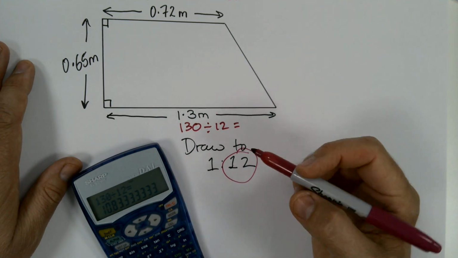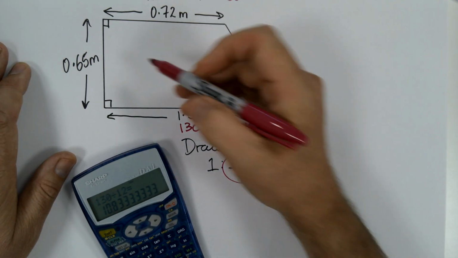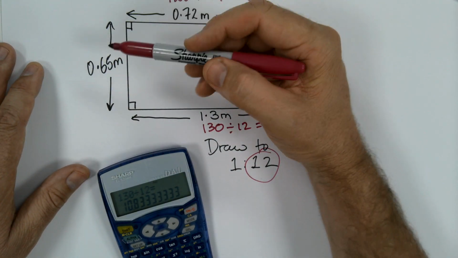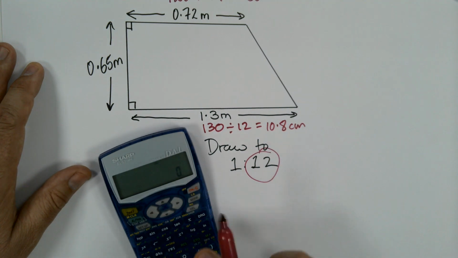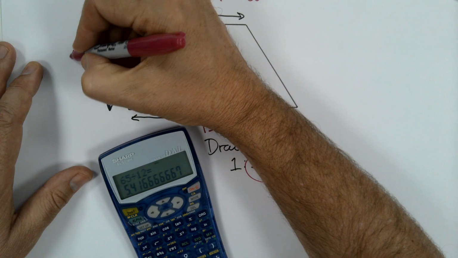We're going to have to cut it off there. I'm going to call it 10.8. This one, I'm not going to do the working out, I'm just going to show you. You can just write it on the diagram. That's 65 centimeters. 65 divided by 12. Call it 5.4.